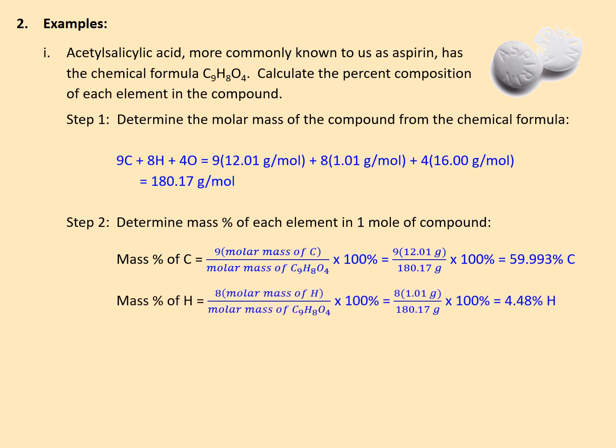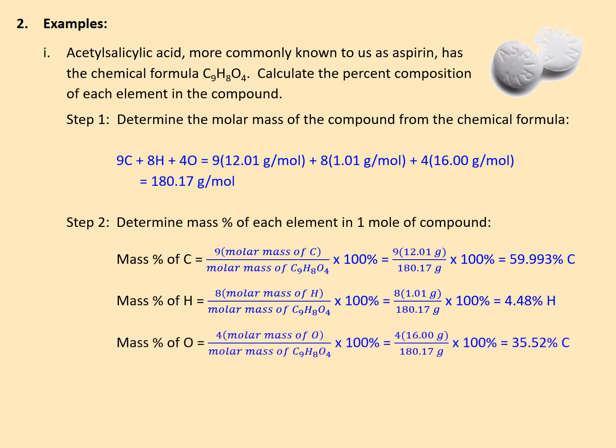Turning our attention to hydrogen, we've got 8 moles of hydrogen atoms in 1 mole of the compound, so 8 times the molar mass of hydrogen. At the end of the day, that gives us a mass percent composition of 4.48% hydrogen in acetylsalicylic acid. And finally, with oxygen, we've got 4 moles of oxygen atoms in the compound. So 4 times the molar mass of oxygen divided by the molar mass of the compound, 180.17, gives us 35.52% oxygen by mass in this compound.